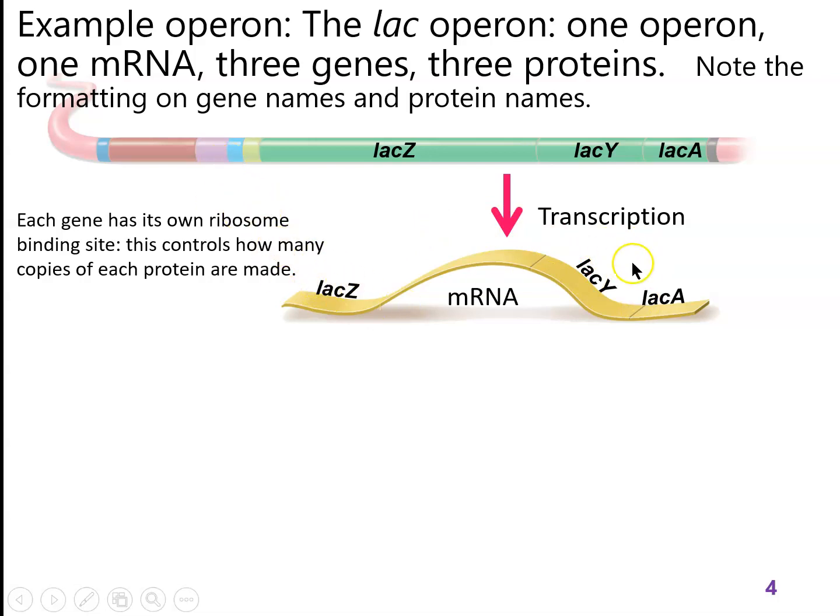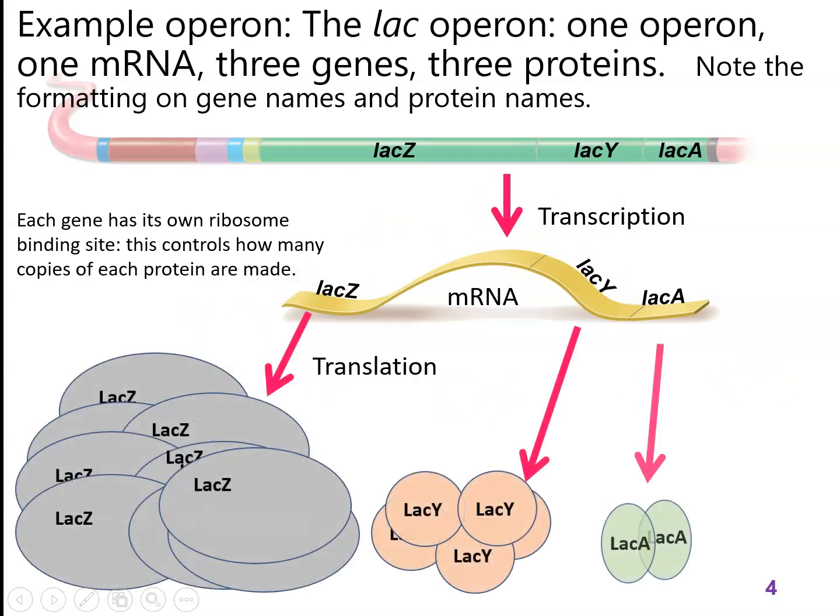So none of these are made if transcription doesn't happen, but once that happens, the cell can choose how much of each protein it wants. And so translation will lead to all these different proteins and enzymes.